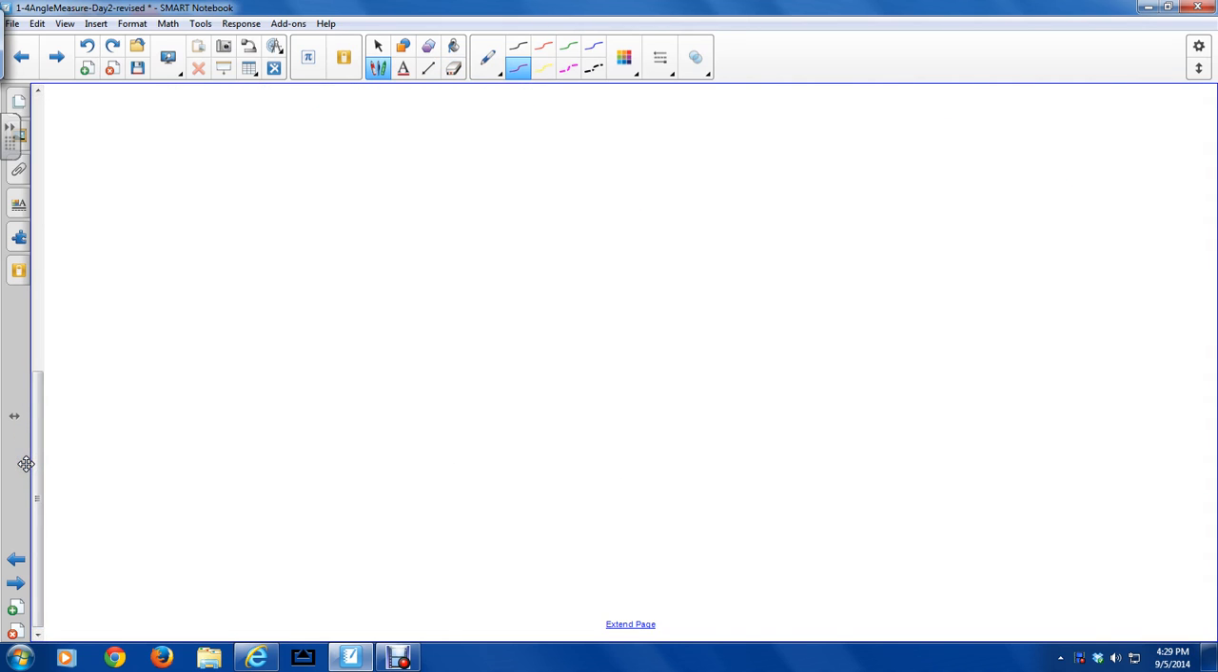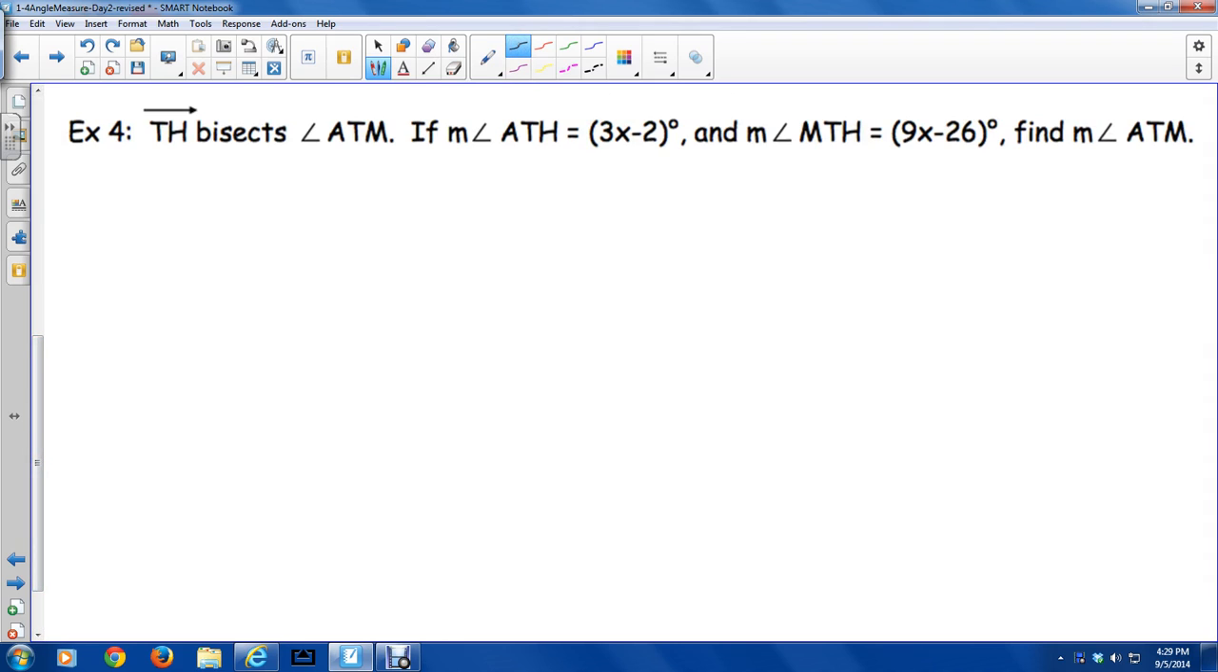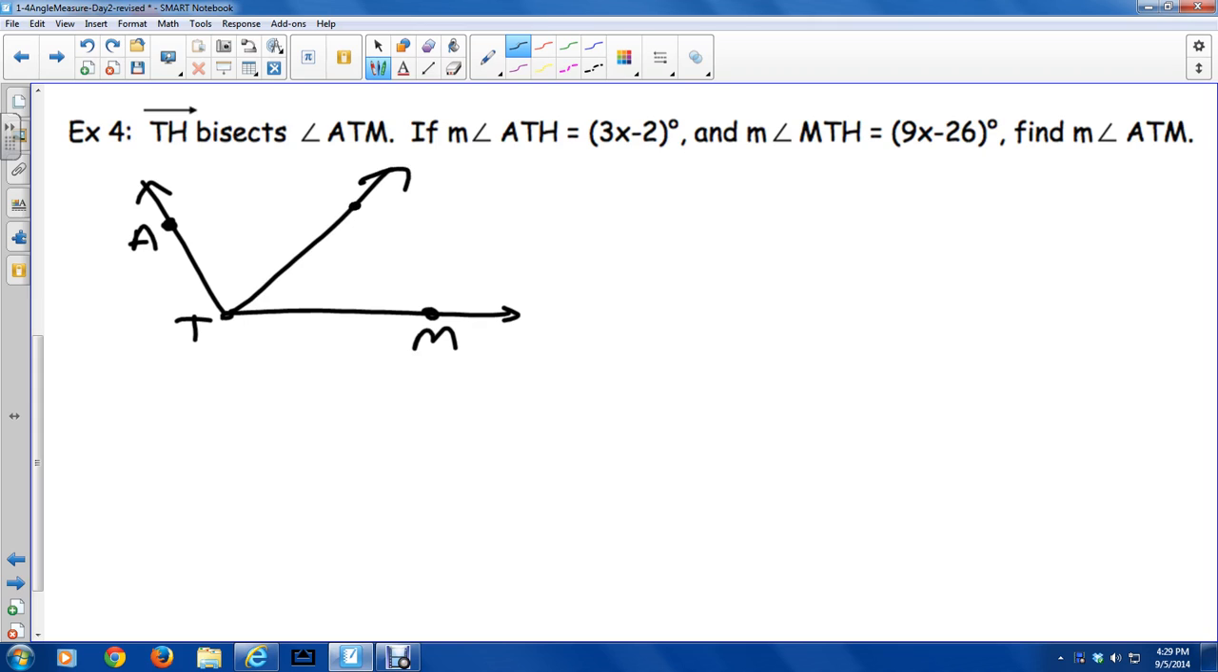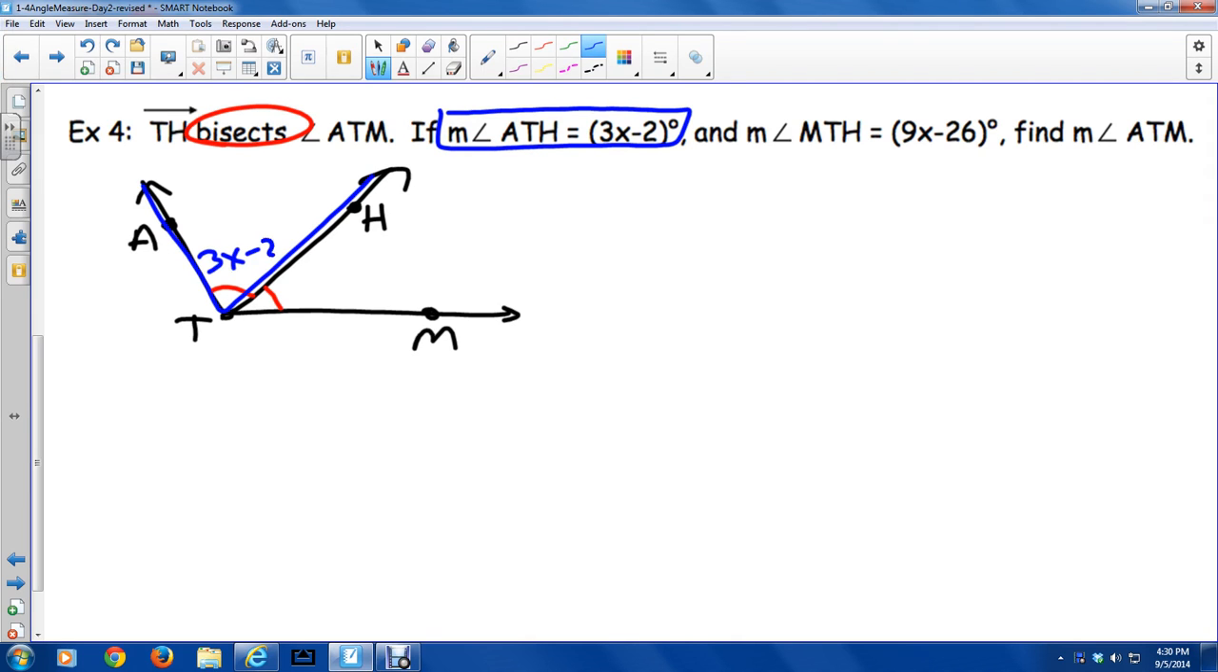So I'm going to go ahead and draw a picture of TH bisecting angle ATM. Here's ATM, TH bisecting it. I'm going to go ahead and mark it just so we know. Put those arc marks on whenever you see that word bisect. Now let's fill in our information. Angle ATH is 3x minus 2. Angle MTH is 9x minus 26.